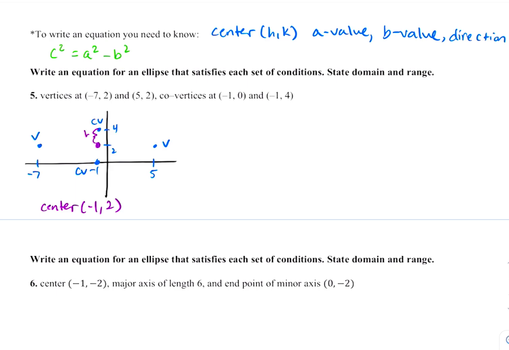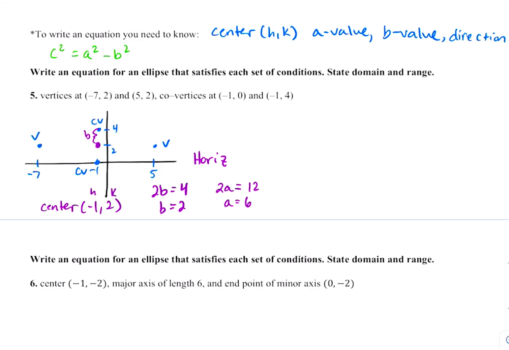And then I also know my b value, because that's the distance from the center to the co-vertex. Or if we wanted to, we could use this full distance for the minor axis. I know that's 2b, which we said was 4, so b would have to be 2. And then the distance from vertex to vertex is the major axis, which is a length of 2a. Going from -7 to 5, I would count a distance of 12, so a would be 6. And since my vertices are to the left and right of each other, that tells me that my ellipse is horizontal.